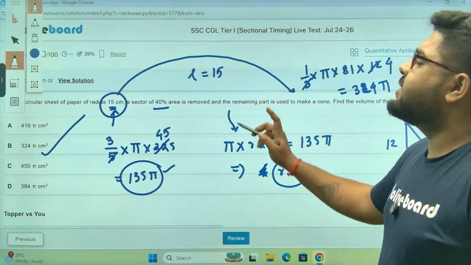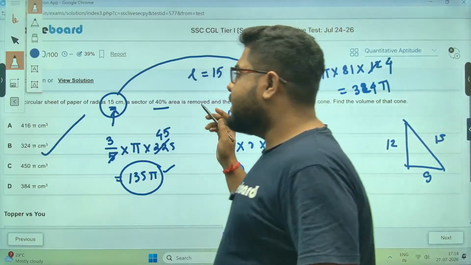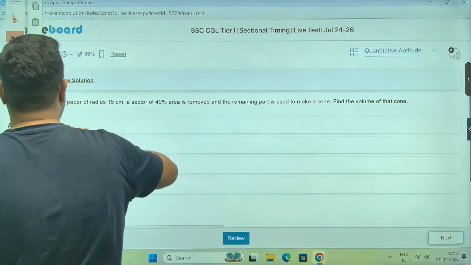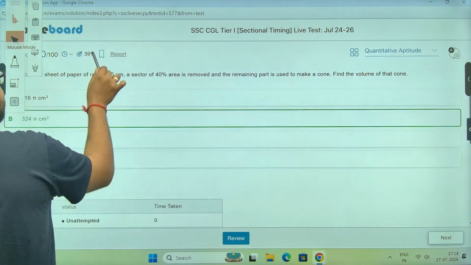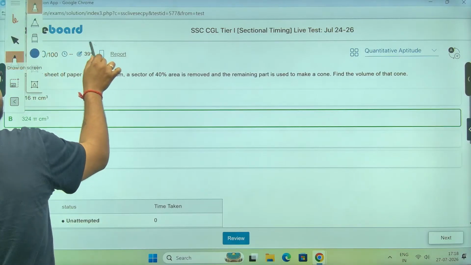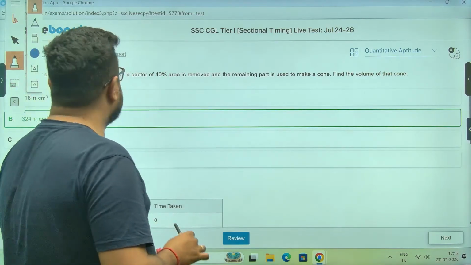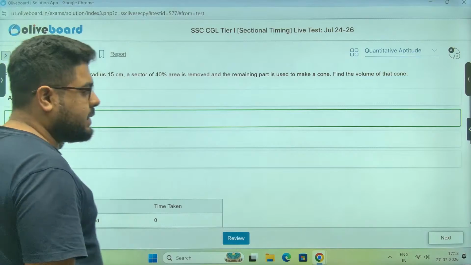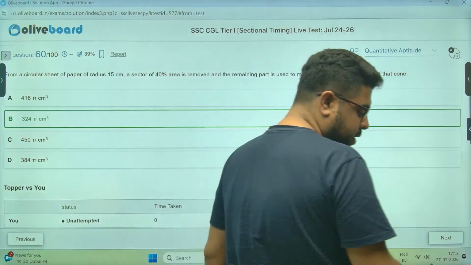But they should have mentioned how they have rolled it. Otherwise, it will create confusion. Sir, that's the reason for this 39% accuracy, because many people have not understood what they were asking, including me.